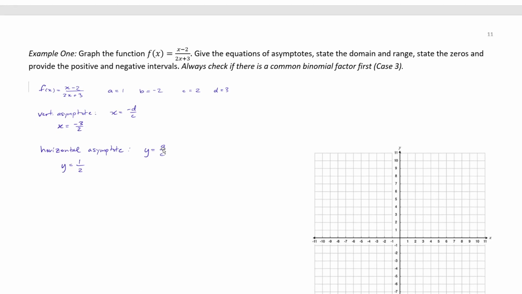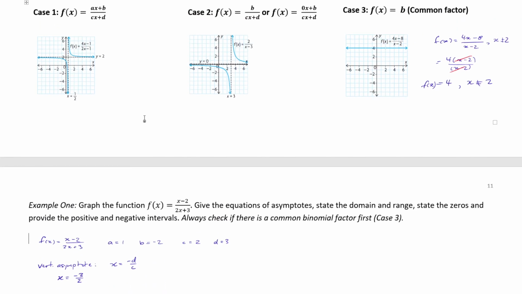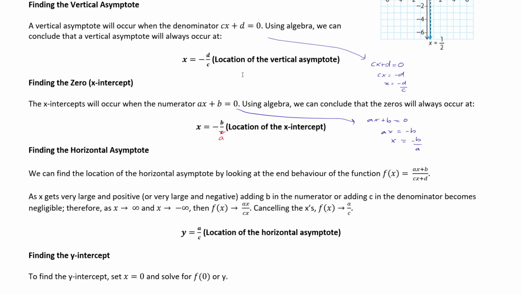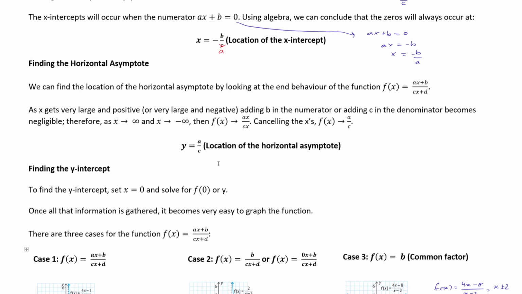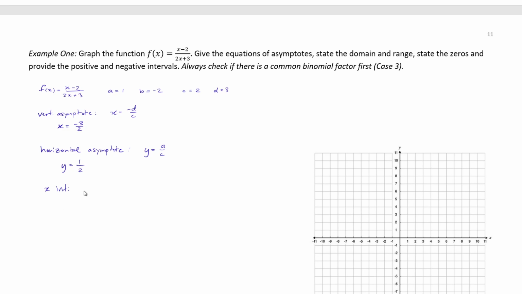Now let's see if there are any zeros. Well, remember this is a fraction. So if the fraction is equal to 0, that means that the numerator has to be 0, right? So I'm going to put x-intercept right here. And my x-intercept is given, as you've seen up here. Sorry, just scroll up here for you. X-intercept is negative b over a. So x is equal to negative b over a.